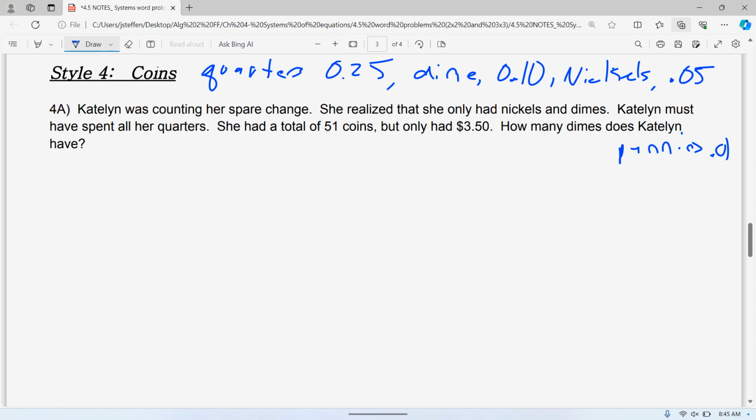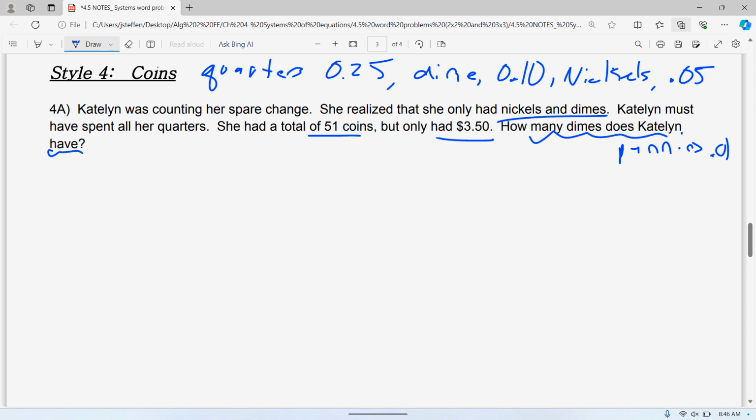Now, the reason I use this is because it doesn't seem like they give us enough information. So Caitlin was counting her spare change. She realized all she had was nickels and dimes. She had a total of 51 coins, but only had $3.50. How many dimes does Caitlin have? So when you look at this, it doesn't look like we have enough information. We have that she has 51 coins, and we have that it's $3.50. Well, the information that we know that they don't have to give us is what I just wrote up there on the board. That quarters are 25 cents or $0.25, dimes are $0.10, nickels are $0.05.